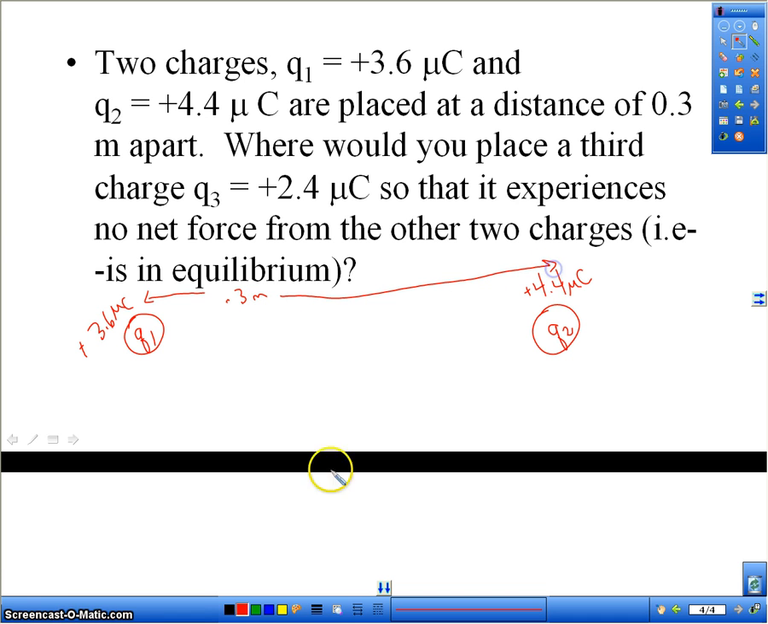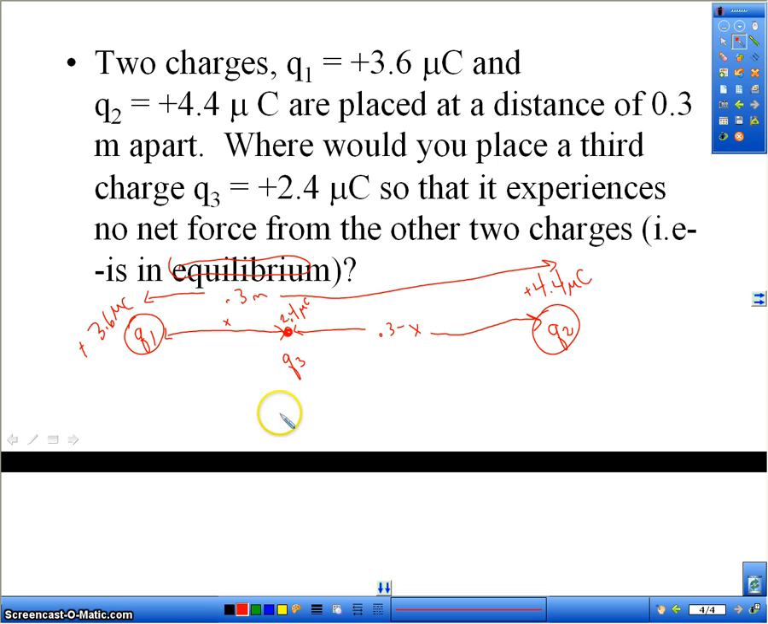Now the question is, where am I going to put a third charge? Let's suppose this is my Q3. The third charge's value is 2.4 microcoulombs. Where am I going to place it so that it does not feel any net force? So another way of saying that is it's in equilibrium. That's the word we use. So what we're going to do for this one is we're going to say that this distance is going to be x, and I'm going to find x. That makes this distance 0.3 minus x. You might remember doing these. We did these last year. So I don't know how well we're going to remember that.